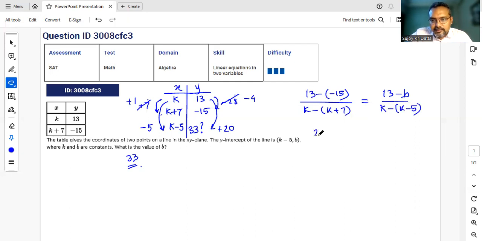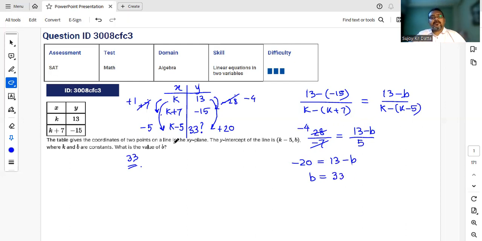So now if I solve this, this is 28 over minus 7 equals 13 minus b over 5. So we have minus 20 as 13 minus b. So b comes out to be 13 plus 20, so 33. But obviously the first method is faster. I hope this is clear. Let's move on to the next one.